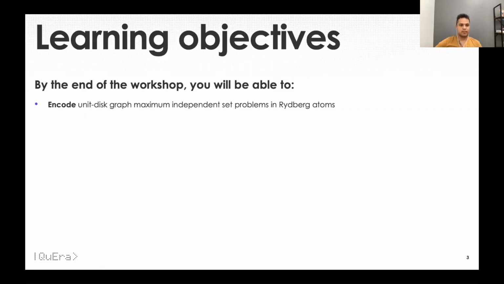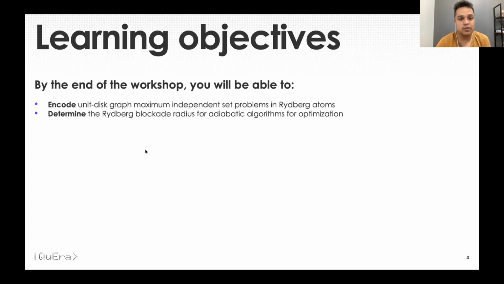But first, my favorite part, the learning objectives. I think it's very important for us to keep track of what's expected from me and from you. By the end of this session of the workshop, you will learn how to encode, let's get a mouthful here, unit disk graph maximum independent set problems in Rydberg atoms or neutral atoms. Sometimes we use the terms interchangeably. We're going to go through the definition of each of these concepts. You'll be able to determine something called the Rydberg blockade radius and how to think about the adiabatic algorithm for optimization.